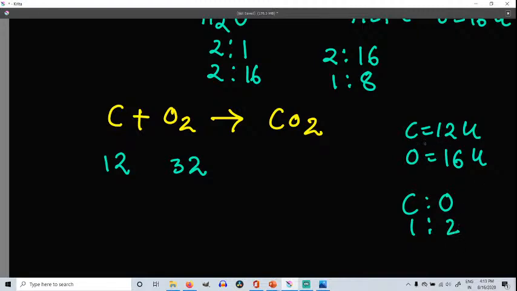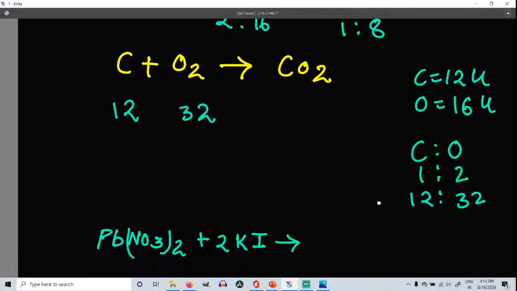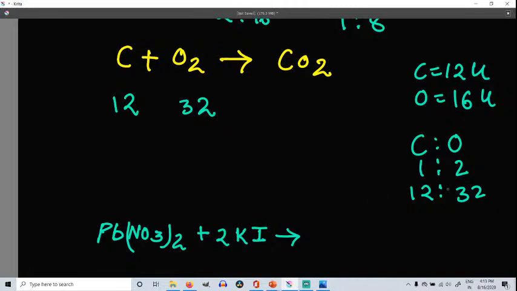And we know that carbon is 12. So when you take the ratio 12:32, since there are two atoms, 16 into 2 is 32. What will be the ratio when you simplify this? 3:8. It means that if you are taking 3 gram of carbon, you have to have 8 gram of oxygen.